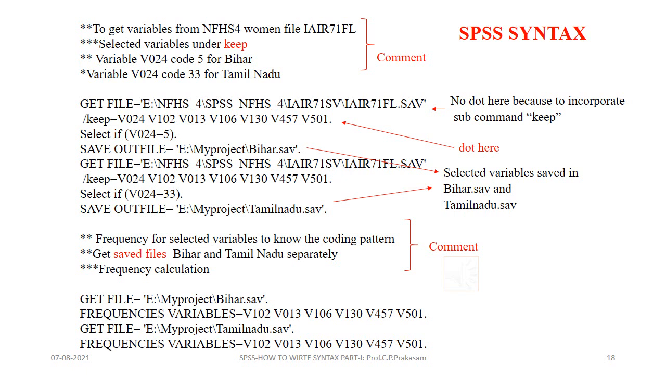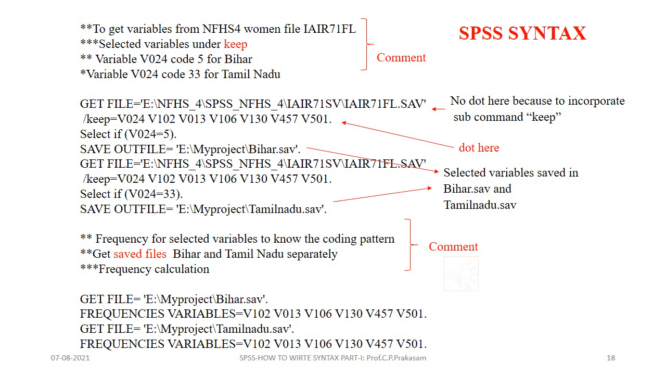Here we have collected the data from a large survey, NFHS 4, from the women file that has been identified here. Therefore, we start with a comment: asterisk, to get variables from the NFHS 4 women file IAIR71FL. That is the one file, that is the comment statement, and then you can give either 1 asterisk, 2 asterisks, 3 asterisks, whatever you like, and select the variables under keep.